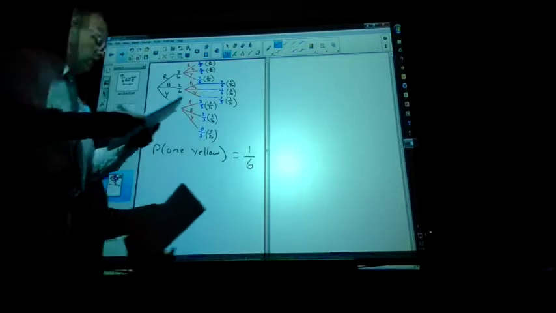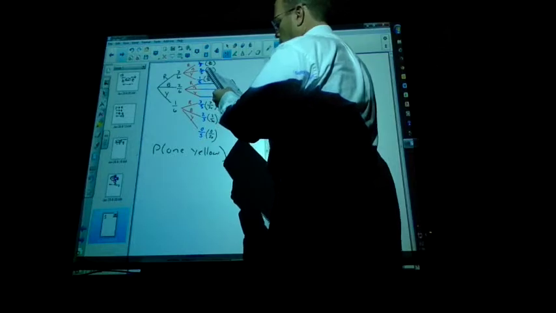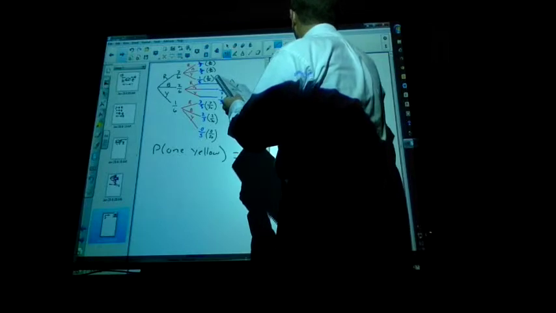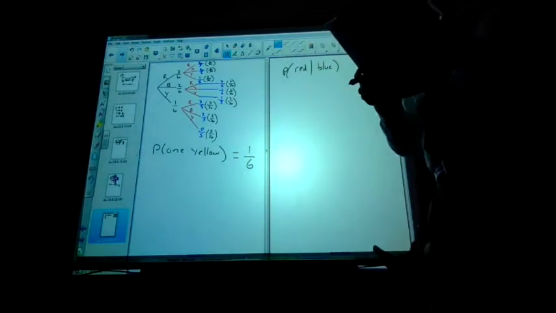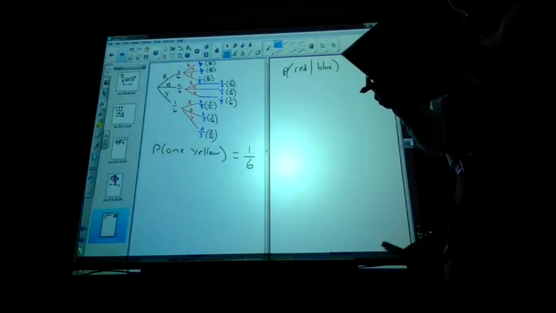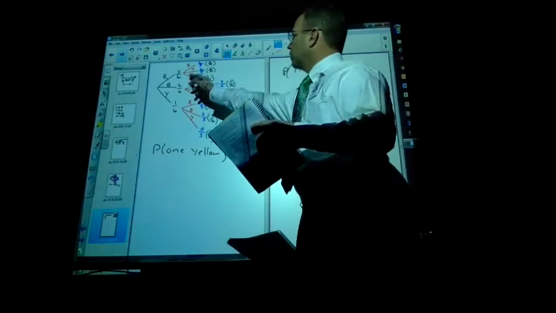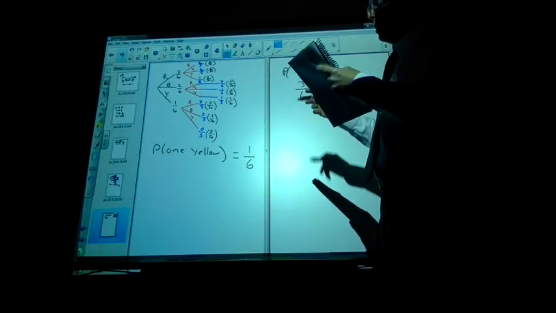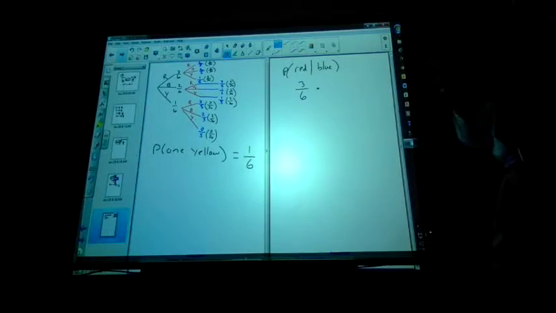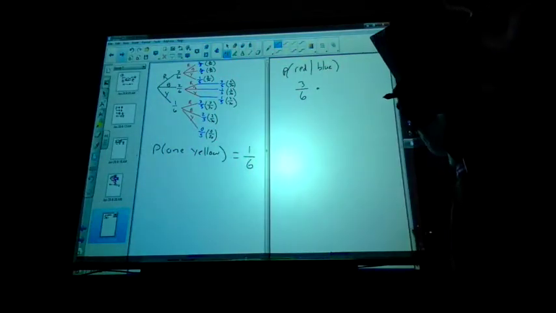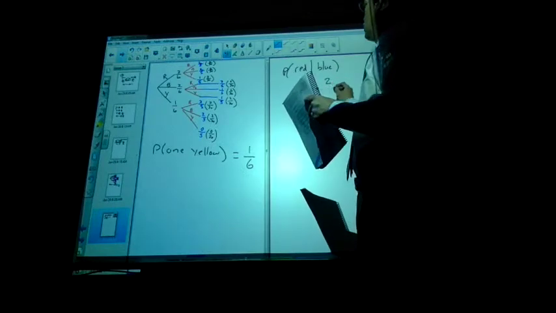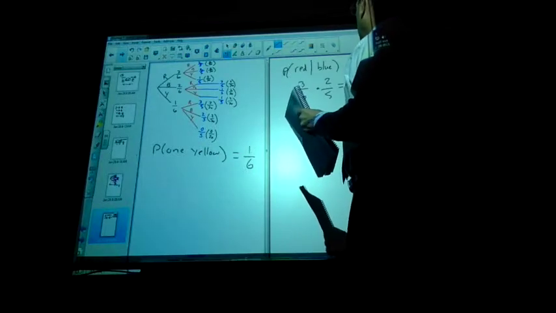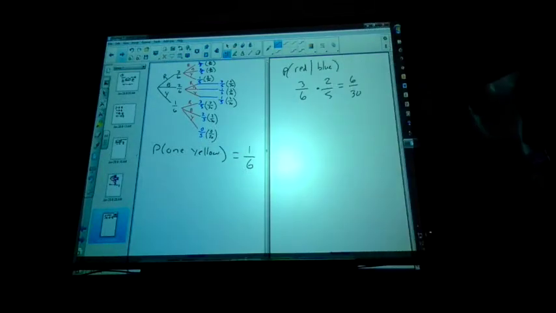Okay, B says the probability that we're going to draw a red first such that the second was a blue. Okay? So let's think about this. The first was a red. That's 3 out of 6 times the second was a blue. Which branch am I looking at? It comes to 6 out of 30 because 2/5 is here. So that's a 6 out of 30 event. Or 1/6 if you want to reduce it.